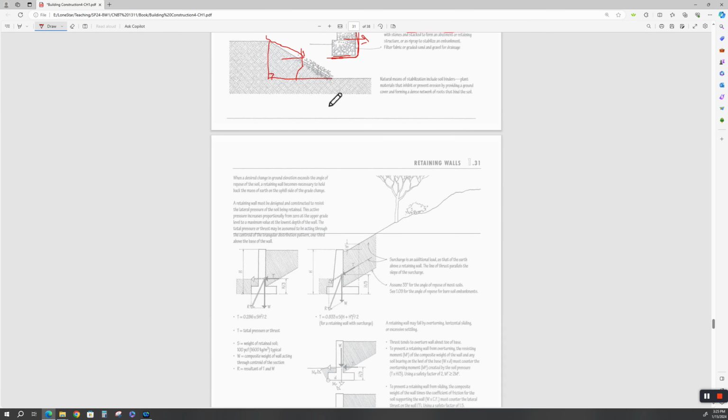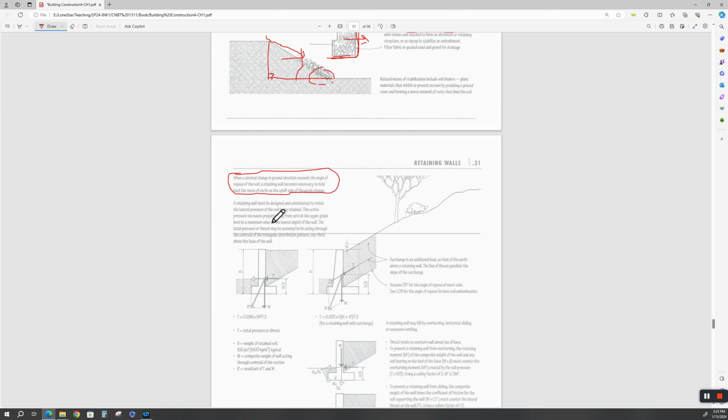Okay. So what happens is these roots will bind into the soil, right? Assuming that the water velocity is not so fast that it'll erode everything away. All right. Again, when a desired change in ground elevation exceeds the angle of repose, what's going to happen? Your soil's going to slough off. Okay? And you're going to have a retaining wall, which brings us to retaining walls.